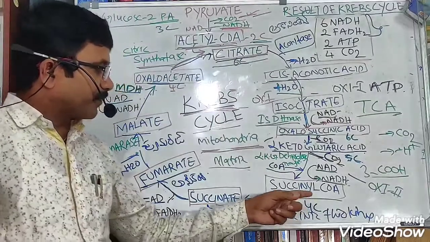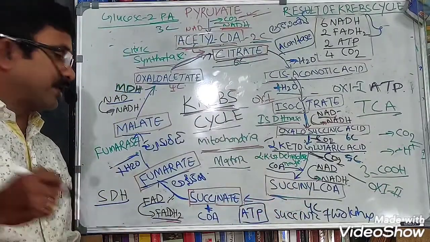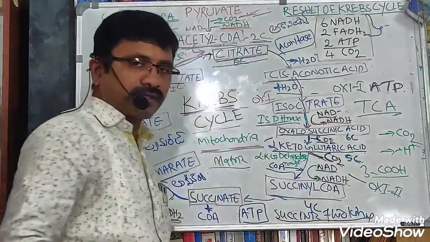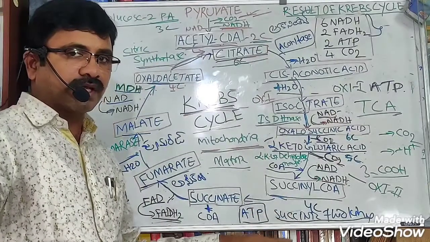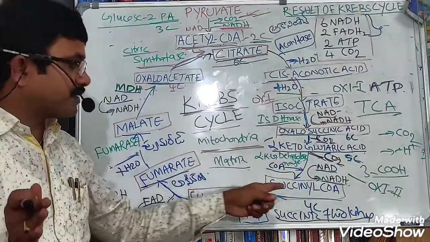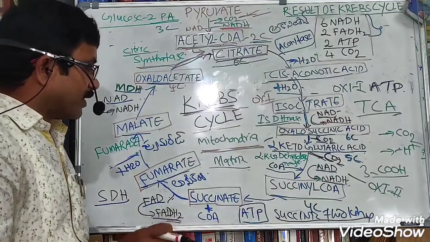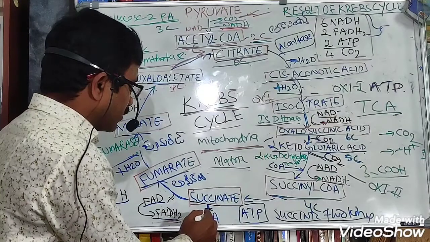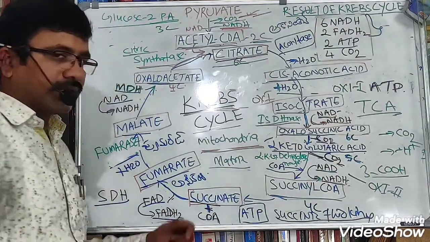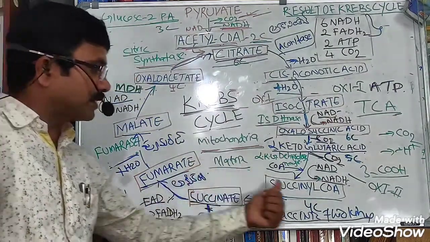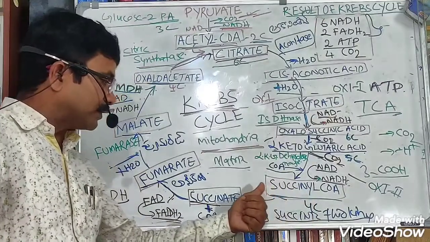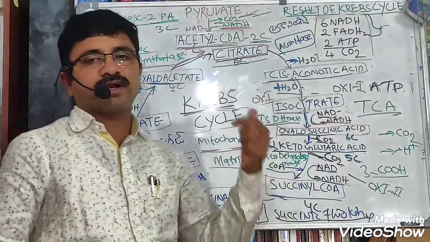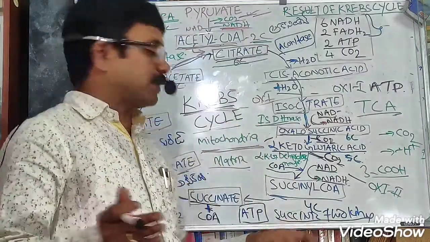Succinyl CoA undergoes a cleavage reaction in the presence of succinic thiokinase. Succinic thiokinase is the enzyme that catalyzes the cleavage of succinyl CoA, and as a result it forms succinic acid and coenzyme A is separated. So the energy released during the split of succinyl CoA is utilized to form an ATP molecule. This phenomenon is also known as substrate level phosphorylation.